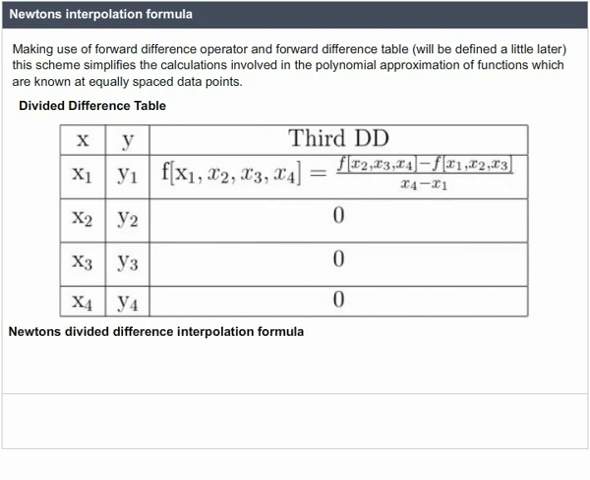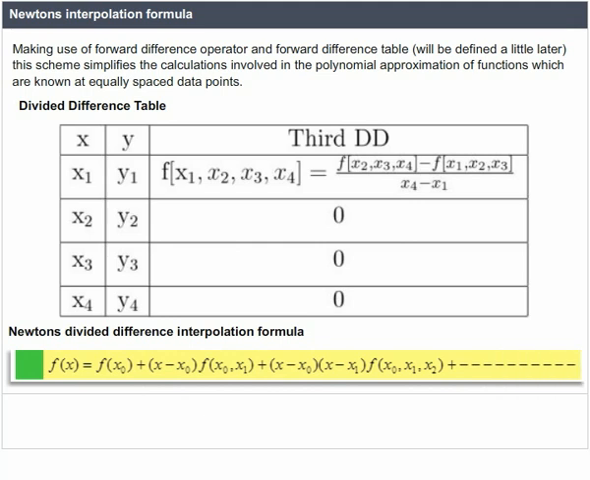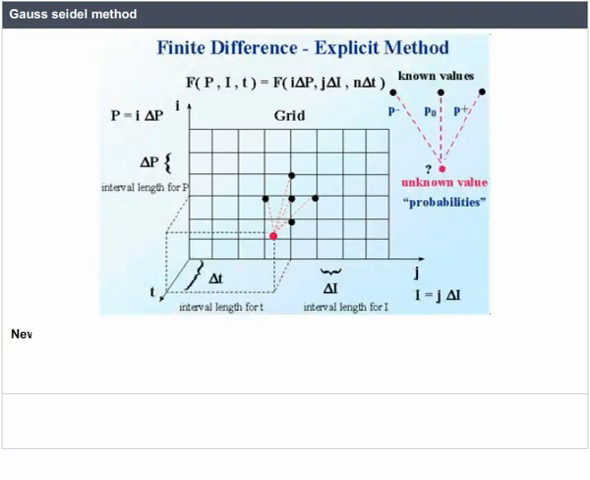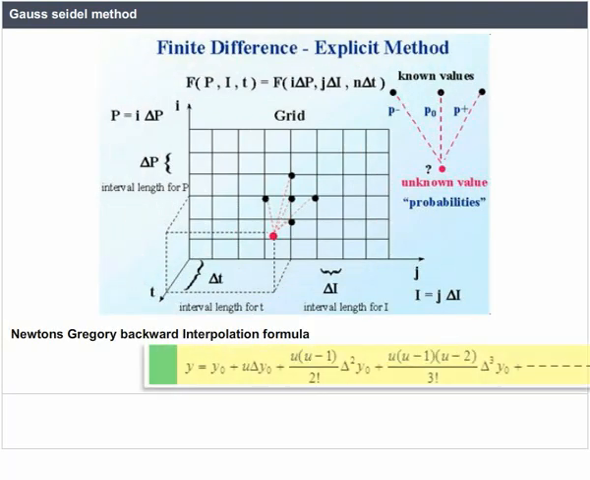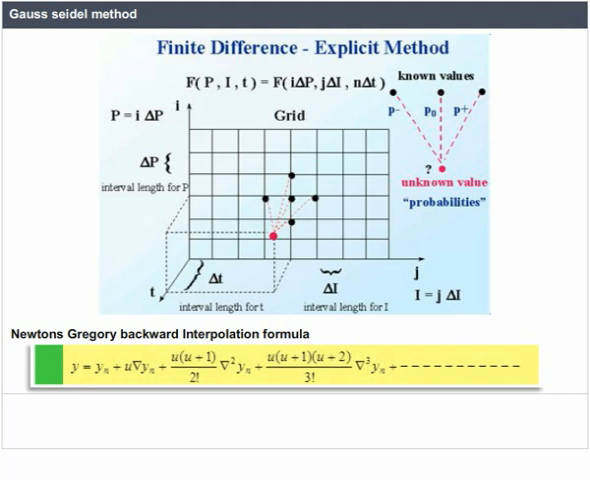Newton's divided difference interpolation formula: f(x) equals f(x0) plus (x minus x0) into f(x0, x1) plus (x minus x0)(x minus x1) f(x0, x1, x2) plus etc. Newton-Gregory backward interpolation formula: y equals yn plus u into ∇yn plus u(u+1)/2 factorial ∇²yn plus u(u+1)(u+2)/3 factorial ∇³yn.